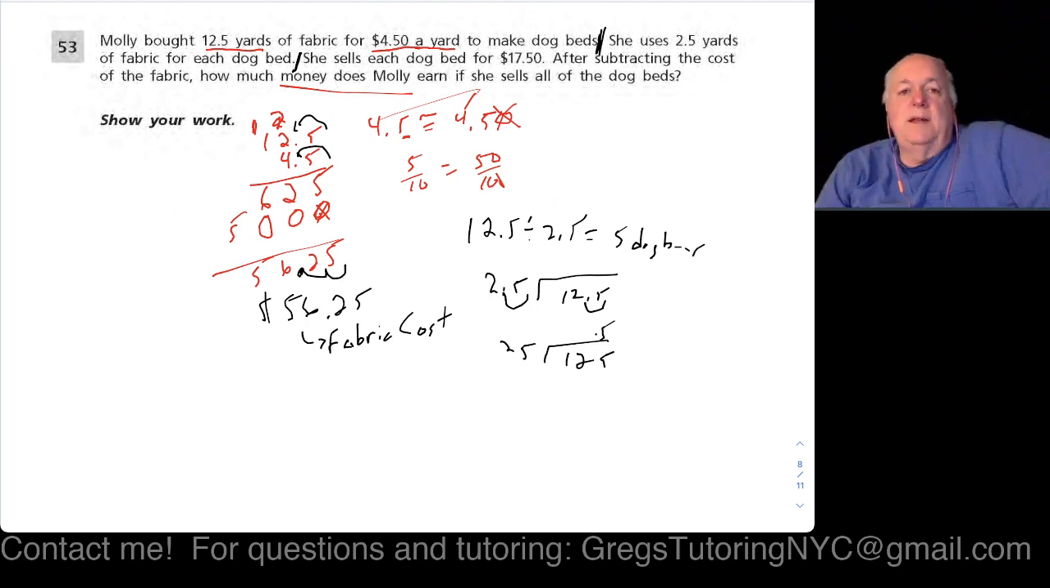And the next sentence says she sells each dog bed for $17.50. So now we have to get $17.50 times the 5 dog beds that she sold. Okay, 5 times 5 is 25, carry my 2. 7 times 5 is 35, 37, carry my 3, and eat. And I was over 1 decimal point here.